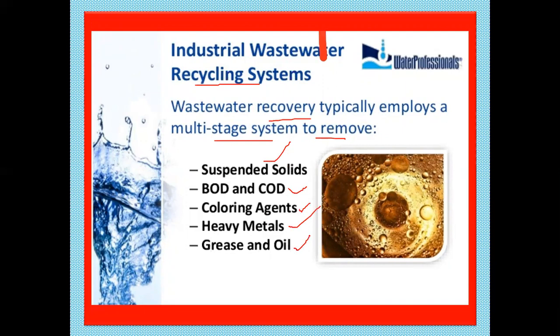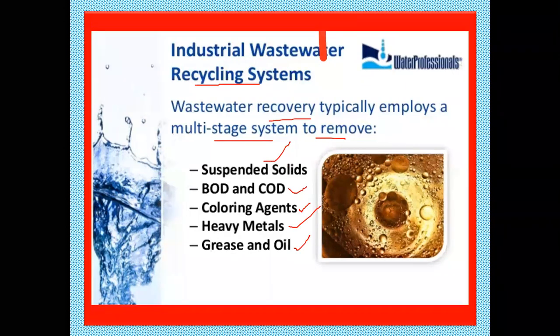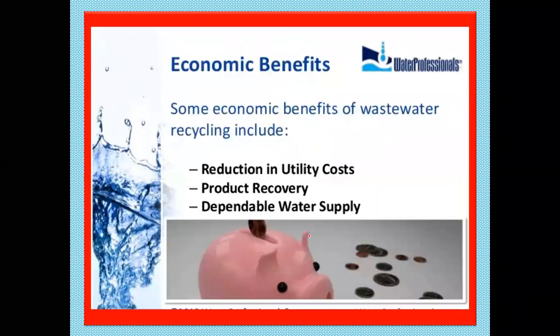We have already discussed this in detail, right? So whenever you are doing the recycling system, the things that are removed are suspended solids, BOD, COD, coloring agents, heavy metals, grease and oil. These are the materials that are removed whenever you are doing the recycling system.